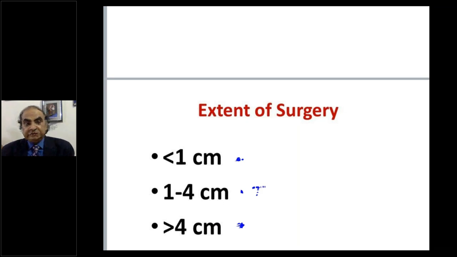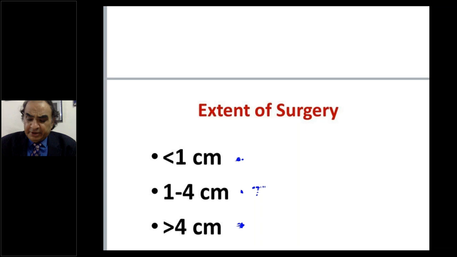The chances of damage to the recurrent laryngeal nerve and the parathyroid is higher if I go second time. So it's important to have that consideration.